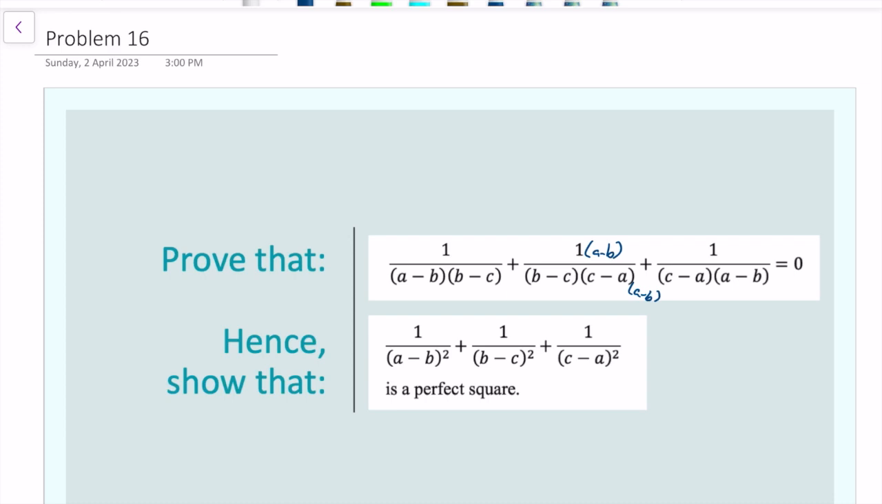the left fraction there has a denominator that misses a c minus a, so if we chuck a c minus a top and bottom on that, and the rightmost one, c minus a and a minus b, needs a b minus c.